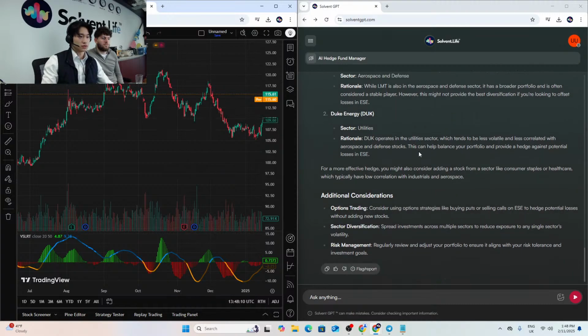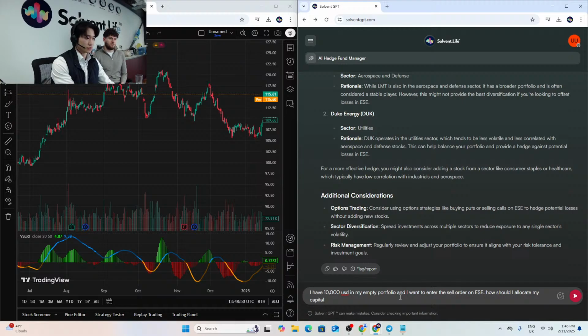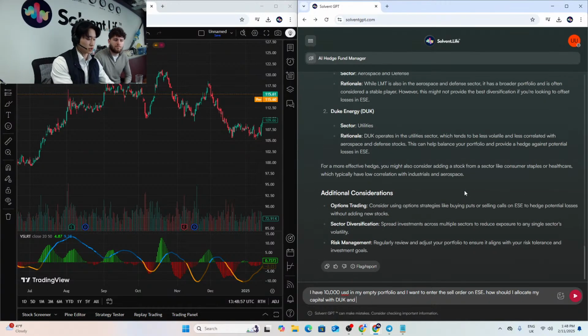So these would be two stocks that, okay, let's say I have 10,000 USD in my portfolio, and I want to enter the sell order on ESE. How should I allocate my capital with DUK and what was the other one? Yeah, LMT. Okay, let's see what it says.